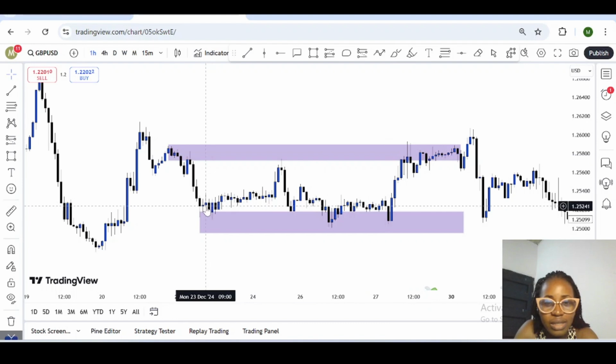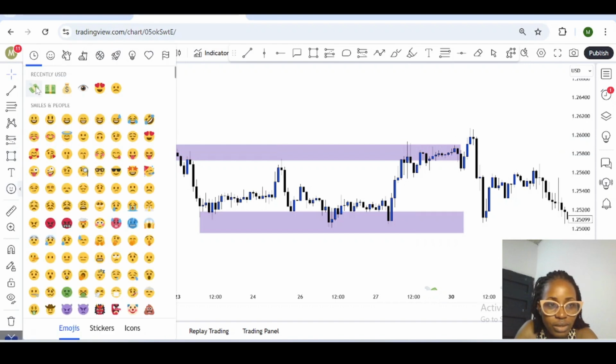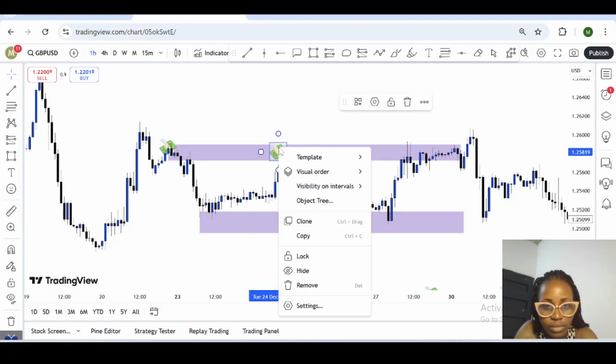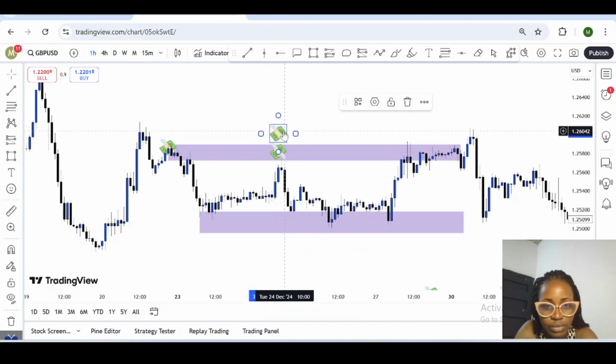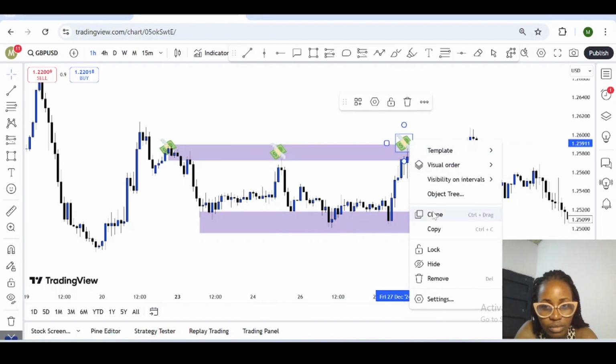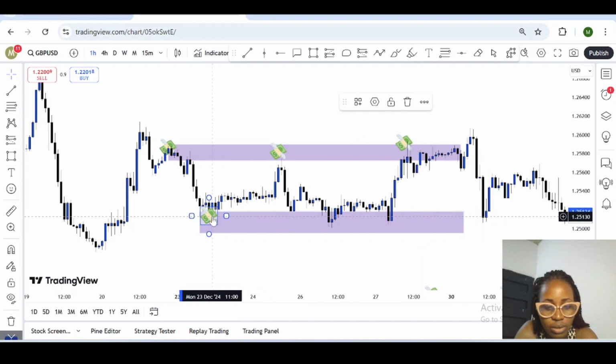So the market makers believe that liquidity is resting below this support zone, and liquidity is also resting above this resistance level here. Okay, let me use this to illustrate. So we have liquidity here, which is money. We have money here, and we also have money below here as well.